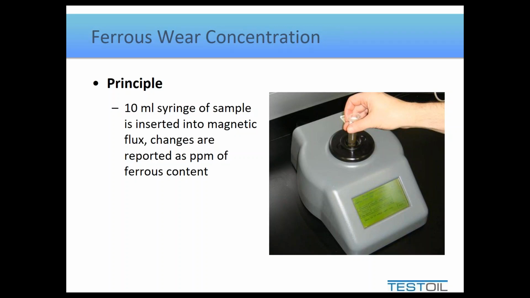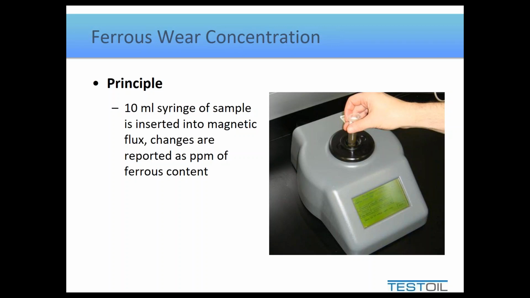and can quantify the amount of debris that is there. In this version, in the ferrous wear concentration, the sample is placed into a syringe. The syringe is placed directly within the magnetic flux coil. So in this case, we're absolutely interrupting the magnetic flux by intersecting with it. And the nice thing about this instrument, it reports the value as a part per million.